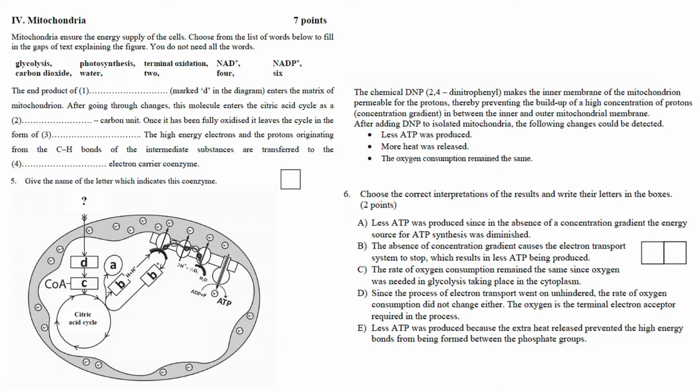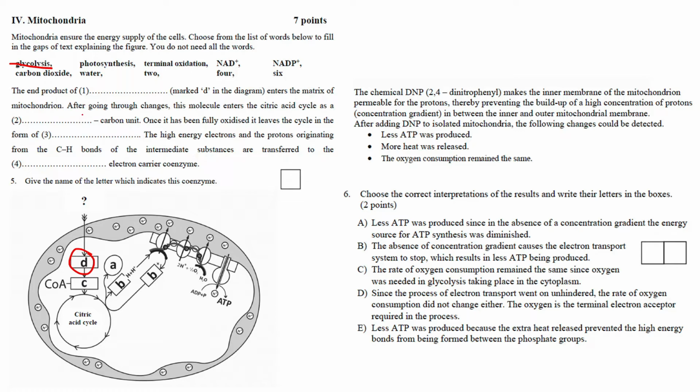Mitochondria. Mitochondria ensure the energy supply of the cells. Choose from the list of words below to fill in the gaps of the text explaining the figure. You do not need all the words. This little graph is helping us a lot in order to answer the questions or fill in the gaps. So the end product of D enters the matrix of the mitochondrion. We know that glycolysis is running in the cytoplasm, so actually that must be glycolysis. End product of glycolysis is pyruvate, by the way.